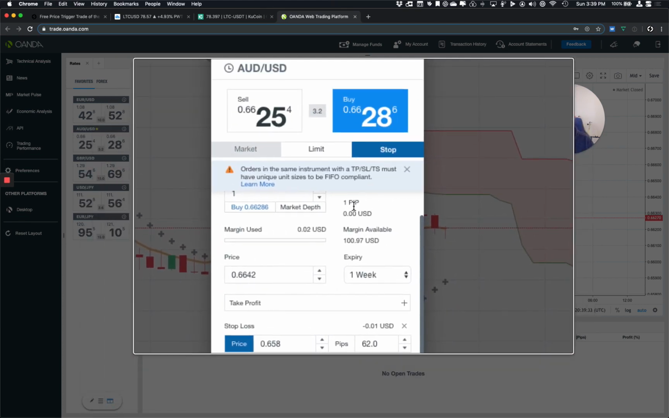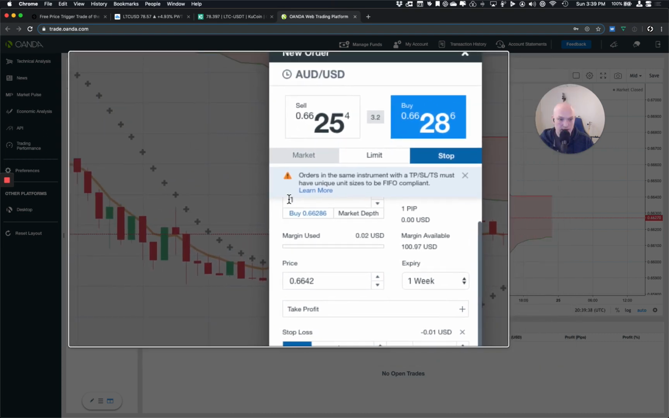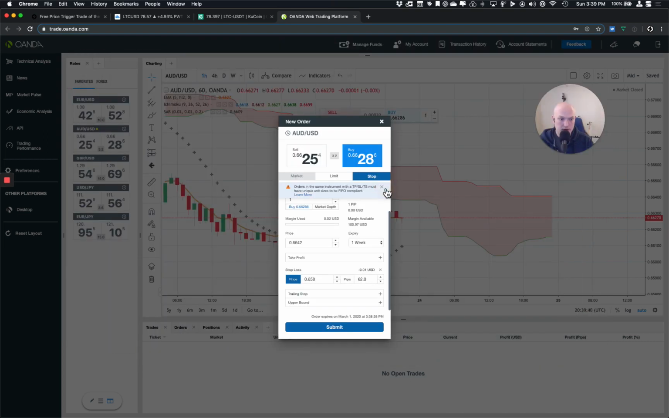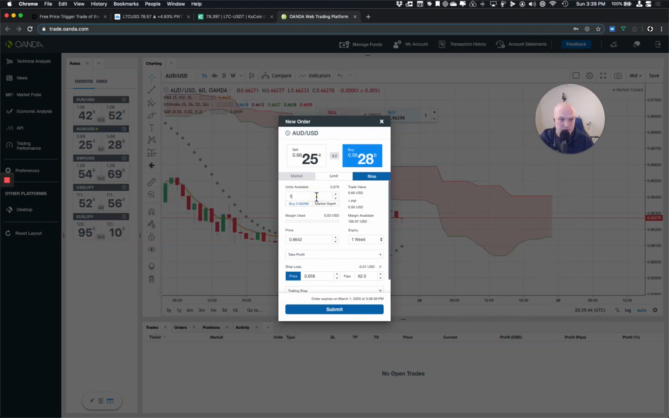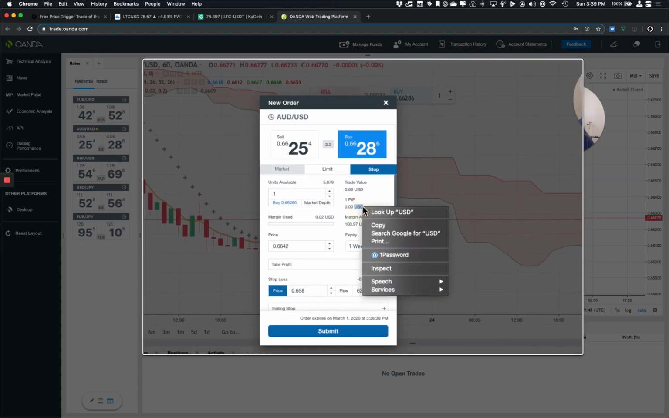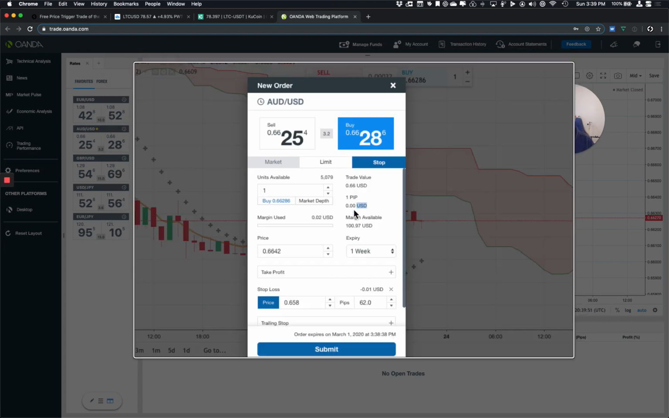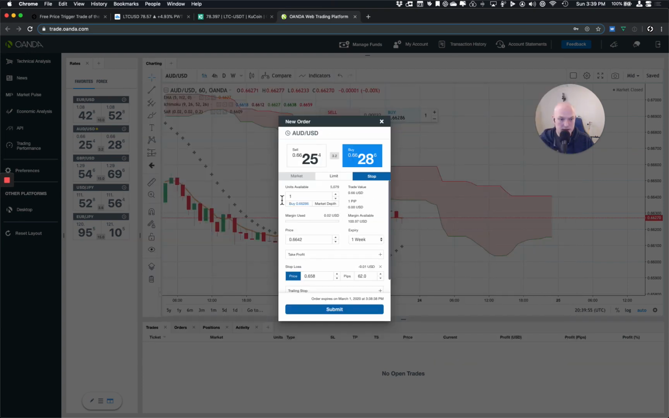Now, the next thing we look at is what our pips are. And right now, we only have one unit. So we're going to increase that until we get to a price per pip that we like. And on this one, I'm looking for like 5 cents per pip. This is a small account. Not looking to get rich on this trade.